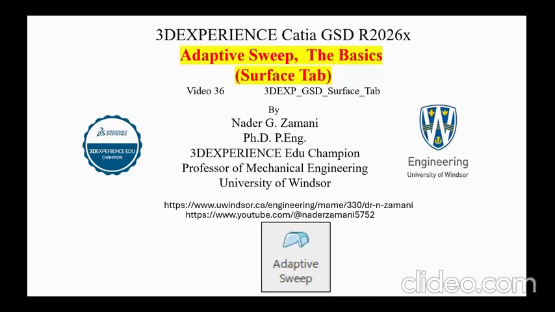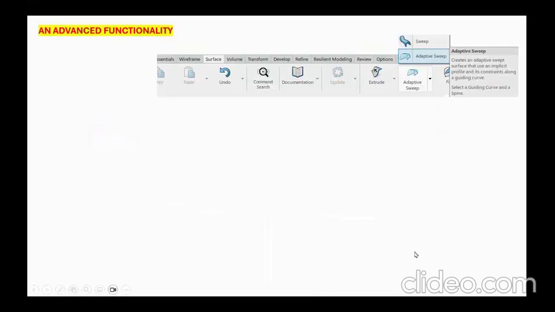Okay, this is video number 36 in the playlist that's devoted to the Surface tab of the Generative Shape Design 3D Experience CATIA application. Now, the icon that we're going to be discussing is Adaptive Sweep, which is one of the advanced icons. And when you're in the generative shape design, at the bottom of the screen, you see the ribbon like that, and you have access to both sweep and the adaptive sweep.